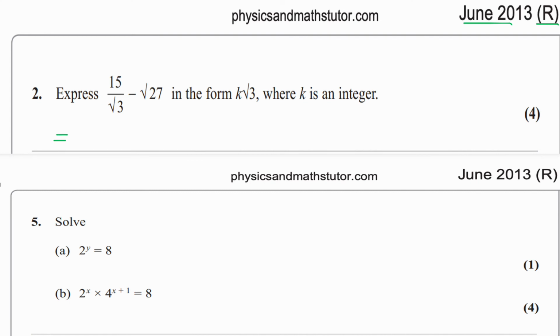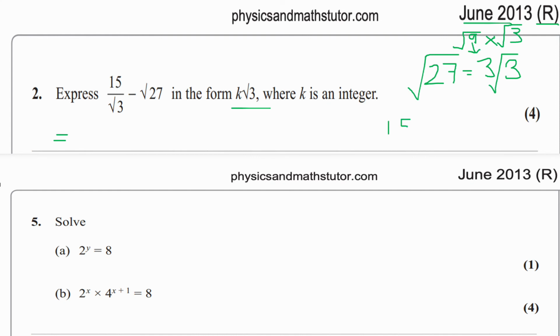Okay, so express 15 over root 3 minus root 27 in the form k root 3, where k is an integer. Well, root 27 is root 9 times root 3. Root 9 is going to equal 3, so I'm going to have 3 lots of root 3 if I simplify that. Sorry if I jumped a step there, guys, but hopefully you're happy with that. Root 9 simplifies to 3.